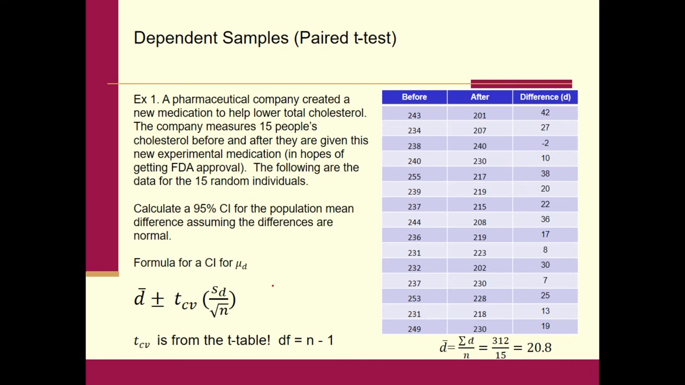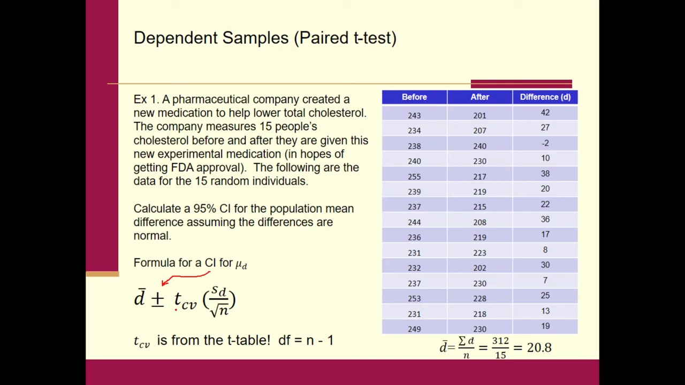So it says here, calculate a 95% confidence interval for the population mean difference, assuming the differences are normal. All right. So here's the formula for mu sub d. It's d bar plus or minus. Remember, every confidence interval has to have a plus and minus sign in it. So we have d bar plus and minus a critical value that's in terms of the t distribution.